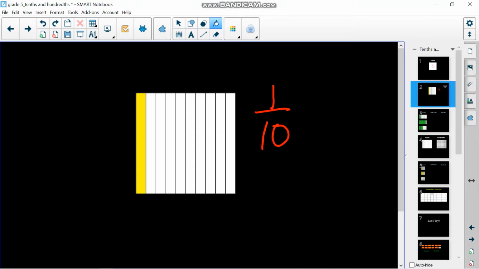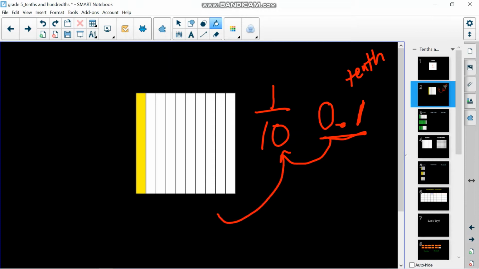And I could write that also as a decimal. So in writing in decimal, we have to start with 0 because there is no whole, and then a decimal point, and then 1 out of 10, or one part shaded. So I got 0.1. This 1 behind the decimal represents the tenths place. So this 1/10 is the same as this fraction and the same as this picture.